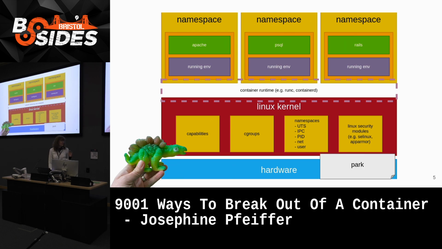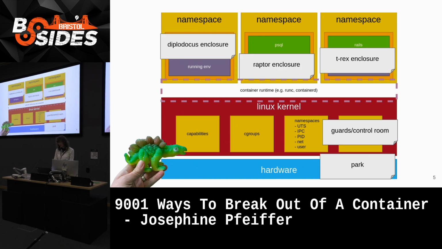In Jurassic Park terms, the hardware is the park that we're playing in. Then the kernel parts are like the guards or the control room. And the individual containers are like the little dinosaur enclosures.